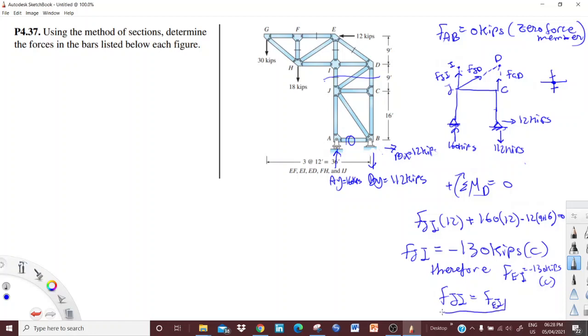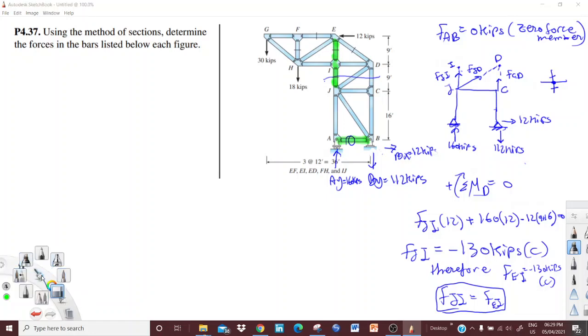Okay, here we found the first one. So we found two. We are left with the other one, and we found this one. So let's highlight it with the marker. We found this one, which is a zero force member. We found this one, and we found this one.